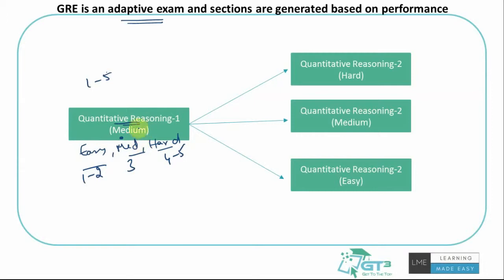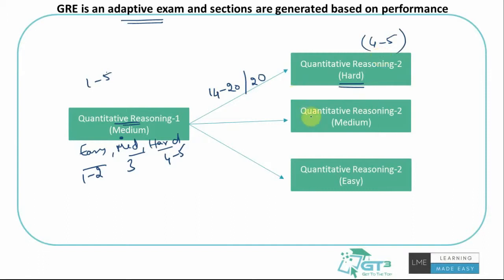Based on how well you perform in the first section, meaning how many questions you get correct, the second section would be generated. So the rule is this: if you get 14 to 20 correct out of 20, your second section would be hard. That is, the average difficulty rating of all the questions that you will get in the second section would be between 4 to 5 approximately.